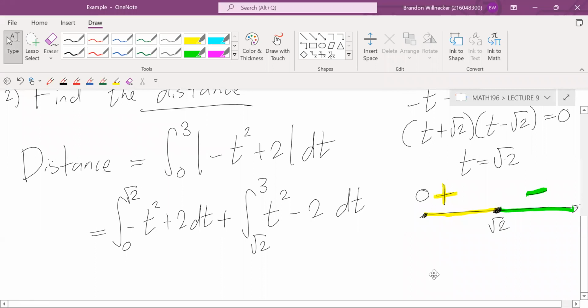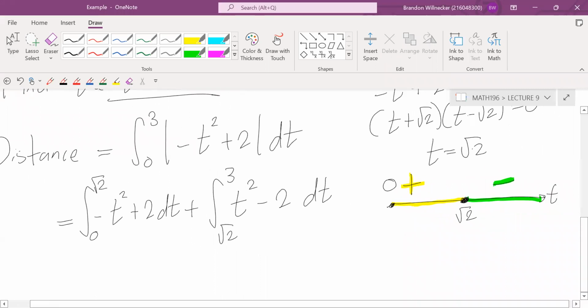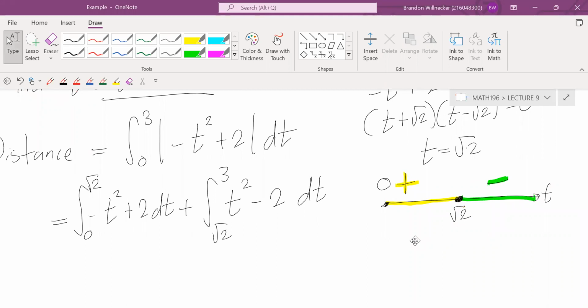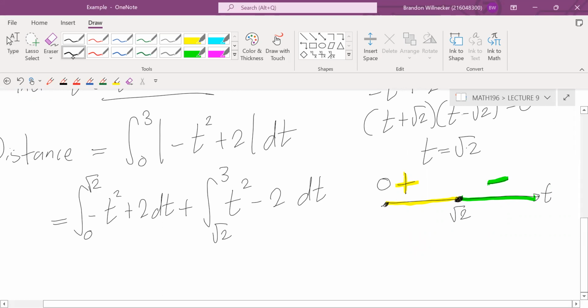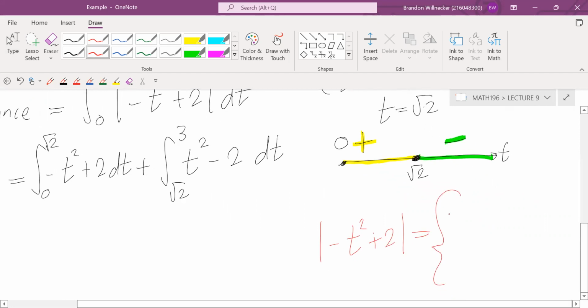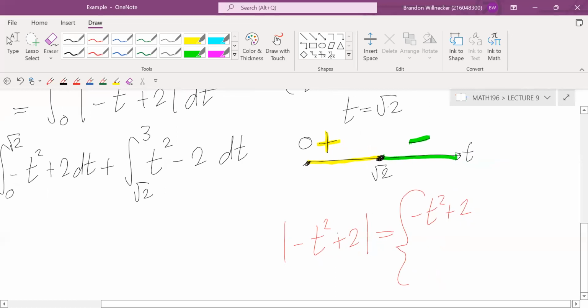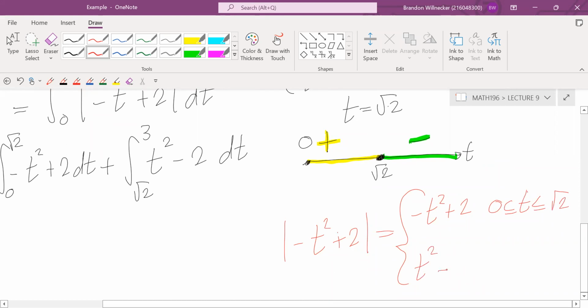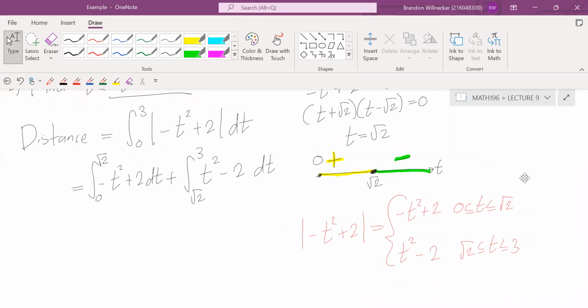Okay, so you see we split it into two parts. The first integral handles when the velocity was positive. The second integral handles when the velocity is negative. In other words, we put the absolute value on. Another way of writing this would be: the absolute value of minus t squared plus 2 is equal to minus t squared plus 2 for 0 less than or equal to t less than or equal to root 2, and t squared minus 2 for root 2 less than or equal to t less than or equal to 3. If you want to write it out like that.